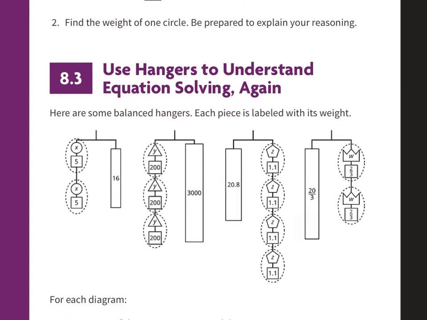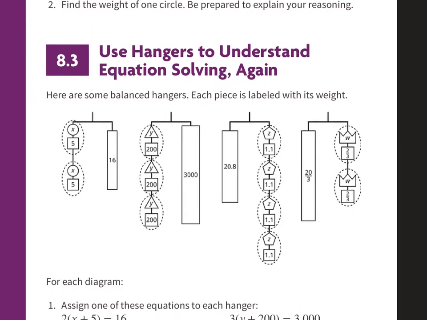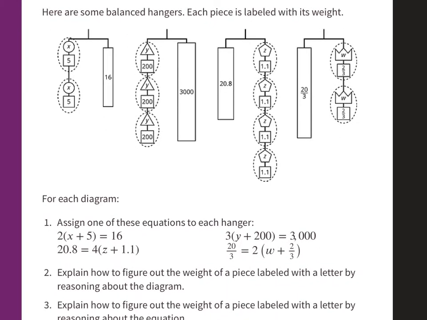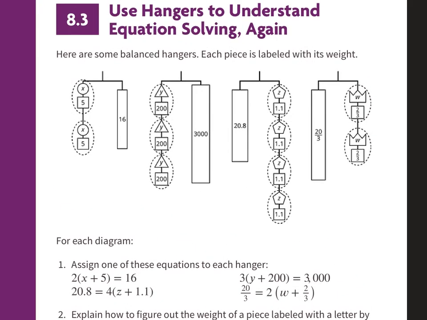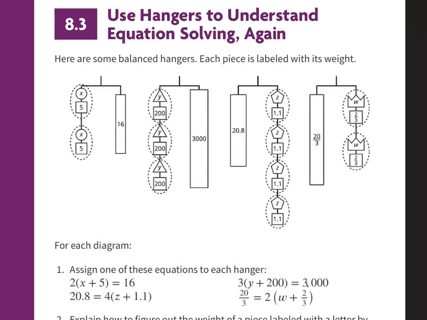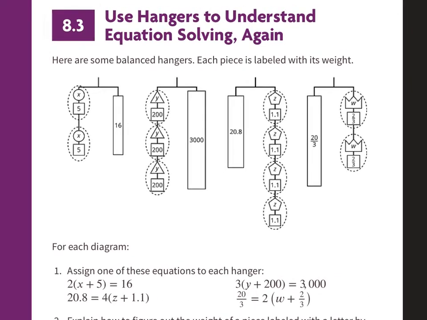All right, 8.3. Use hangers to understand equations and get solving again. Here's some balanced hangers. Each piece is labeled with its weight. For each diagram, assign one of these equations and then figure out how much, or solve the problem. So on the first one, we have 2 groups. So we're going to go 2 parentheses, and then in the parentheses we're just going to write what's in each group.